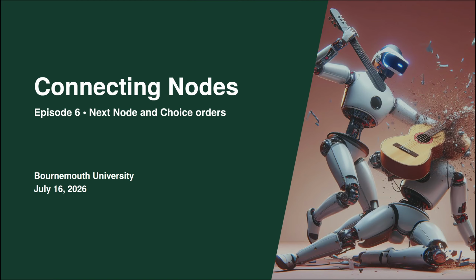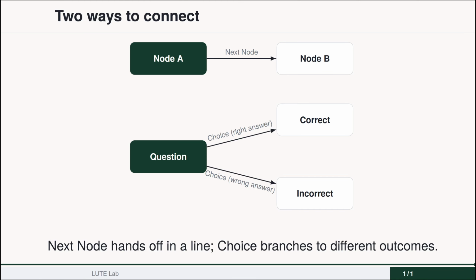There are two orders that connect nodes: next node for a straight handoff, and choice for branching. There is a third and more complex method which we label as unlocking or locking node states, but we will cover this in a later video. For now, let's see the two core connection methods in the editor.